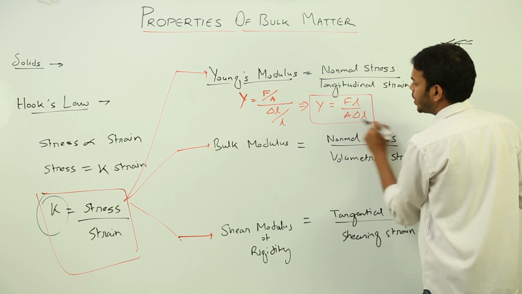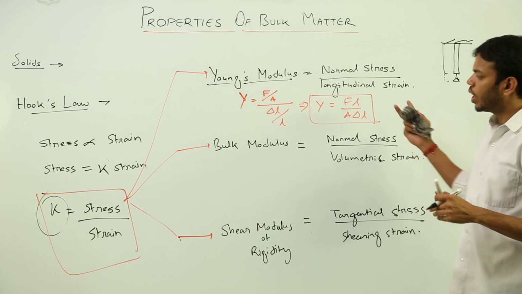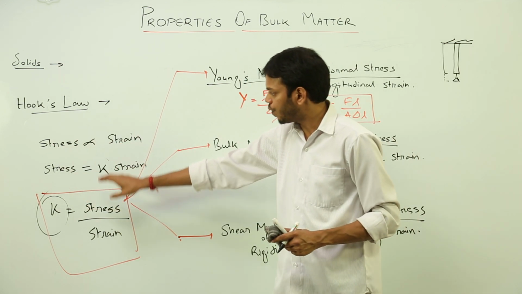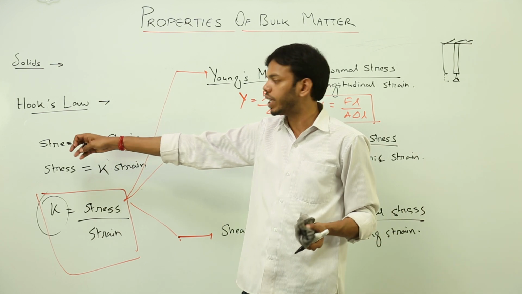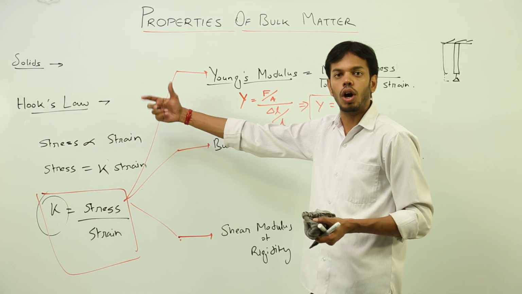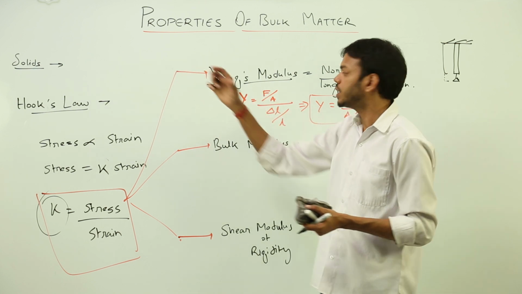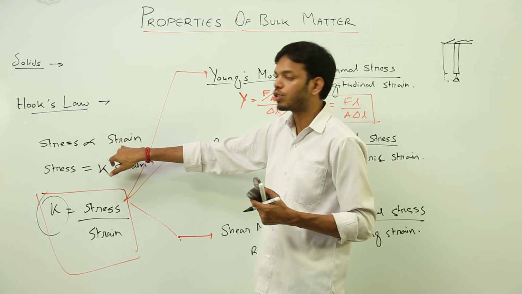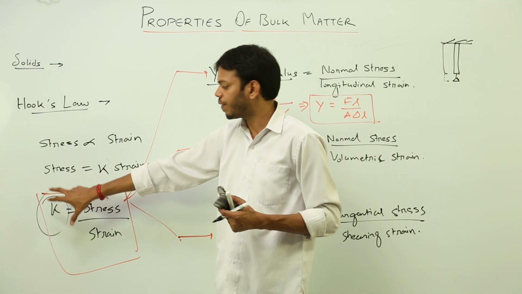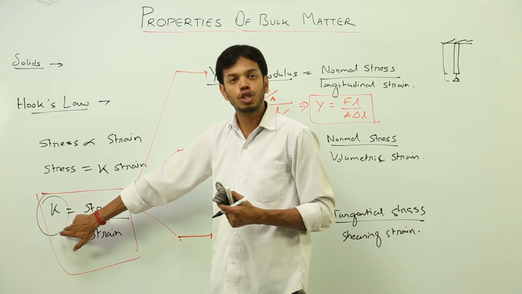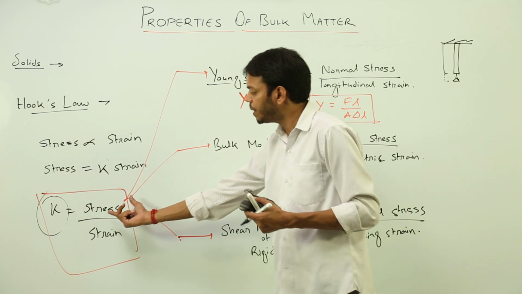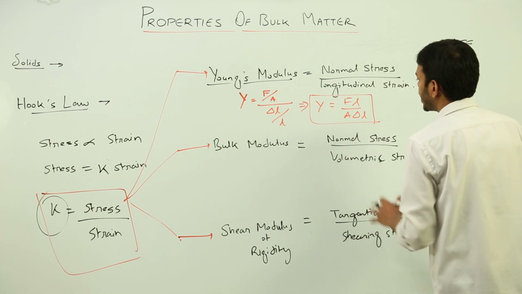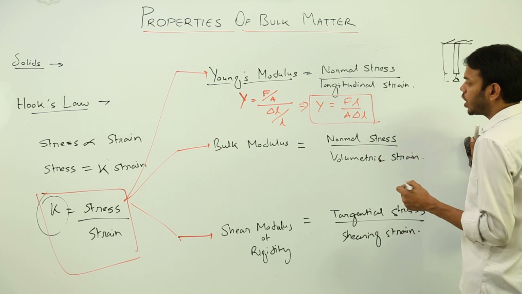So what do you think? What would be the SI unit of Young's modulus or SI unit of anything? See, we know the SI unit of stress, which is force per unit area. Strain is dimensionless because it is change in dimension upon original dimension. Delta L upon L is meter upon meter, it will cancel out. So strain is a dimensionless quantity. So the SI unit of the coefficient of elasticity will obviously be equal to the SI unit of stress, that means force upon area. So this is the whole formula of Young's modulus.